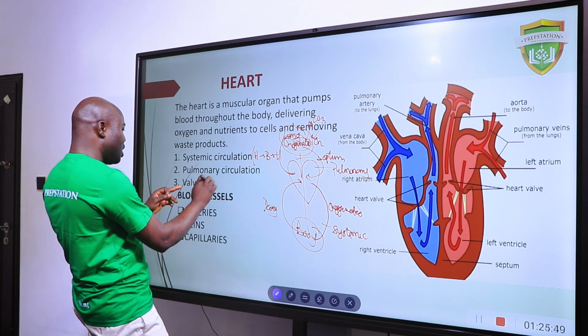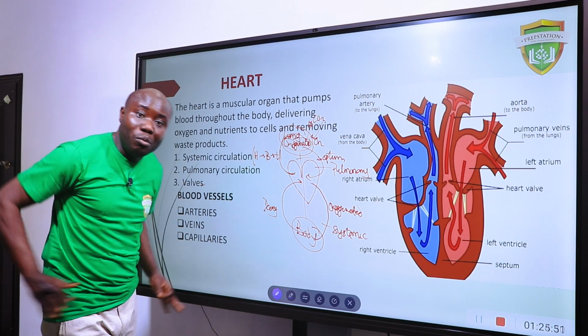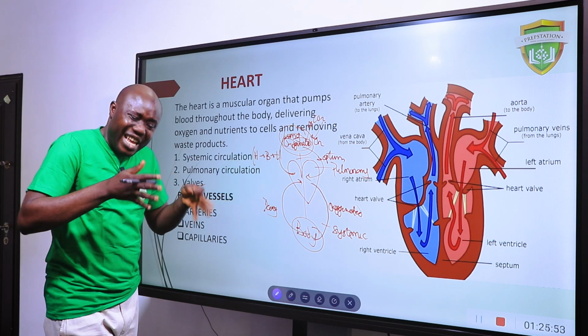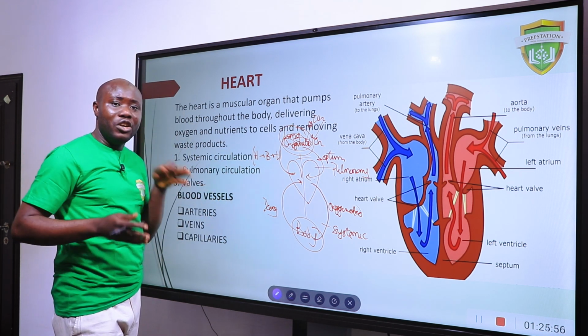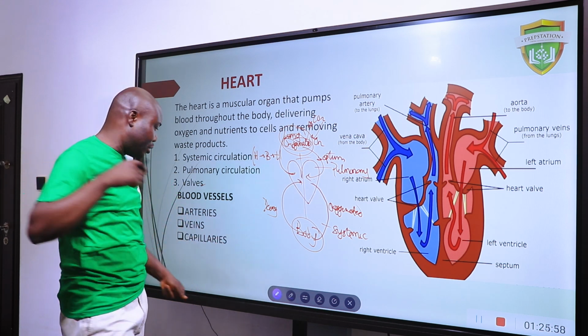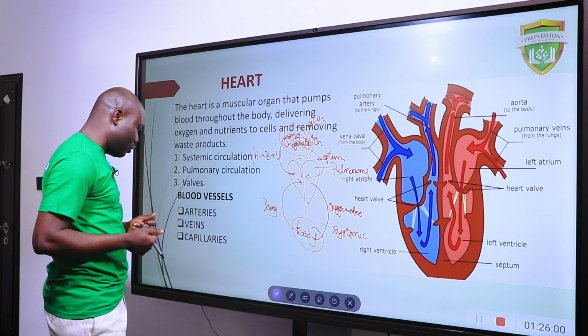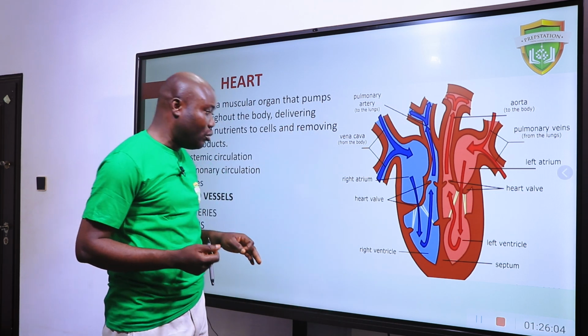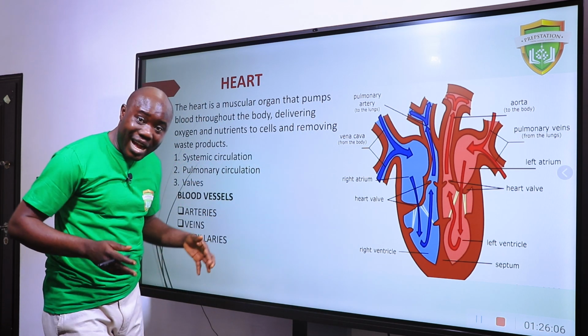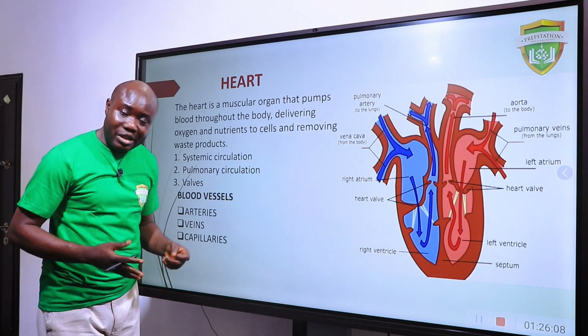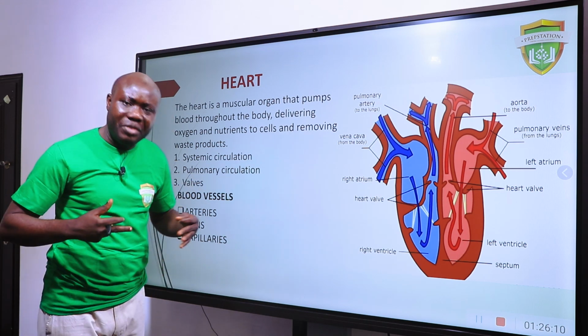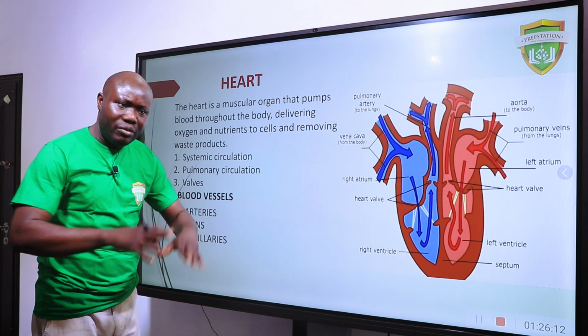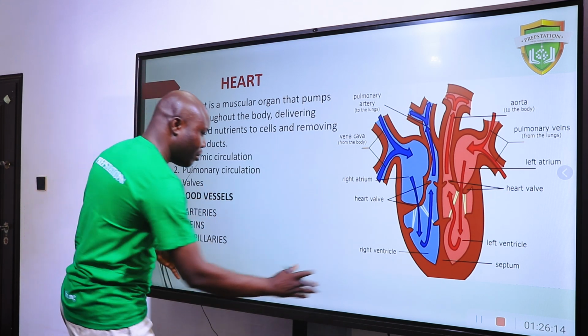Then we have valves. These valves help your blood to move in one way. It gives the blood a unidirectional movement such that blood doesn't flow backwards. Okay, then we have the blood vessels. We have the arteries, the veins and the capillaries. Please, I hope you know the function of all of them. Your artery is very thick-walled, the vein is not, and the capillary is very, very light. That is because of the functions that all of them perform.